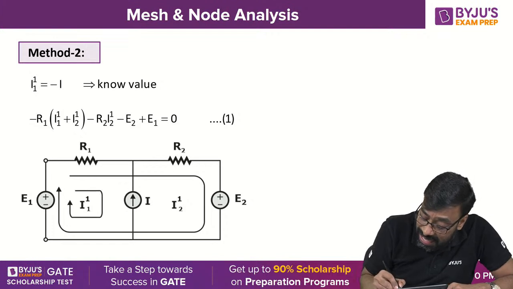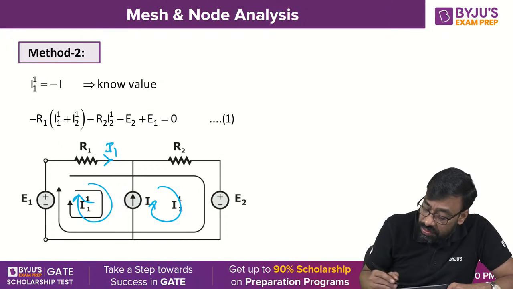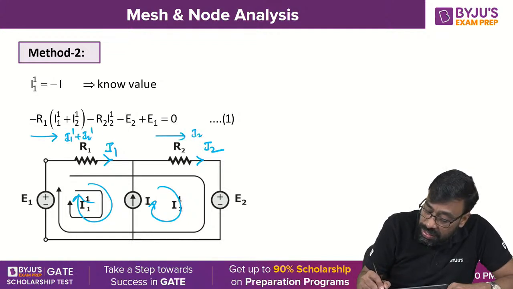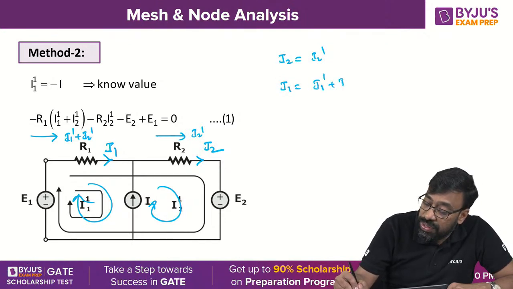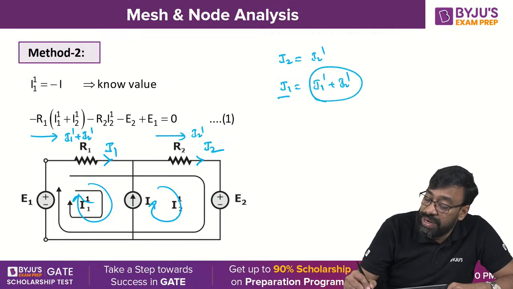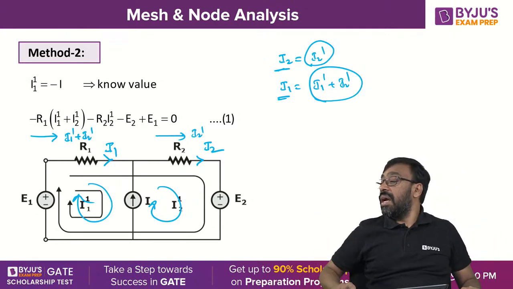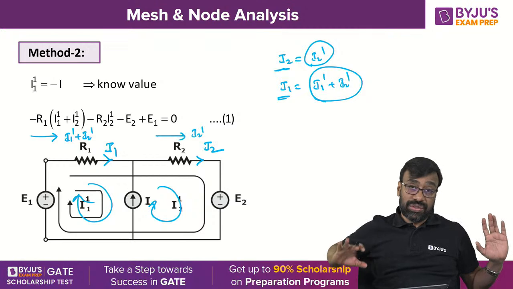So what was the branch current earlier with the selection of loop currents like this? It was I1. What about this? I2. But now, with the present loop current selection, what is the branch current here? I1 dash plus I2 dash. What about here? I2 dash. So you already got I2 is equal to I2 dash. Yes or no? What about I1? I1 is nothing but I1 dash plus I2 dash. You take the sum of these two currents, you will get I1. You take I2 dash, that is nothing but I2. Simply you are going to get I1 and I2 values after knowing the values of I1 dash and I2 dash.